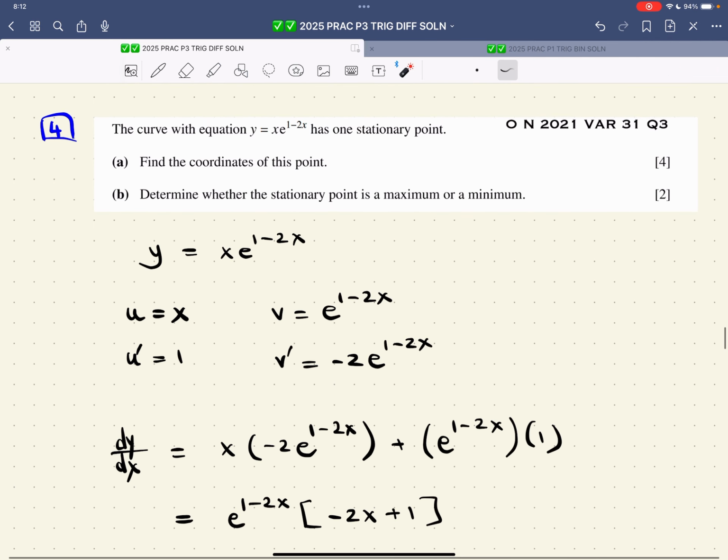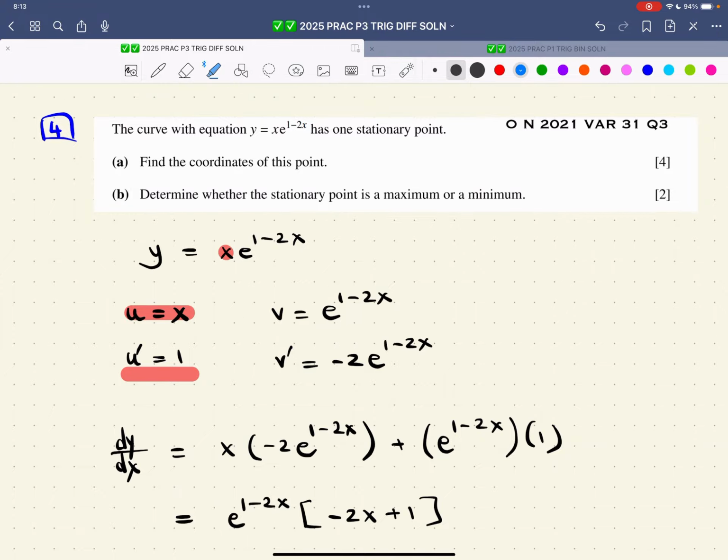Now it's time for the next star, that is differentiation. The curve with the equation has one stationary point. Find the coordinates of this point. Determine whether the stationary point is a max or a min. So now it's an application of quotient rule. This thing is u. So u is x. This is u prime. And then this thing is v, e raised to power of 1 minus x. Therefore, v prime is this.